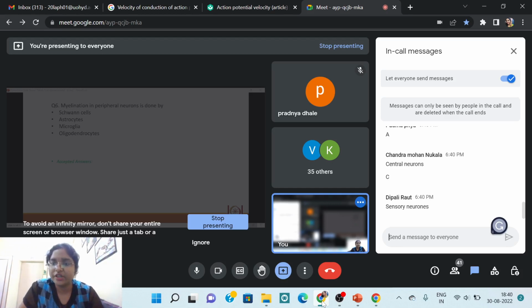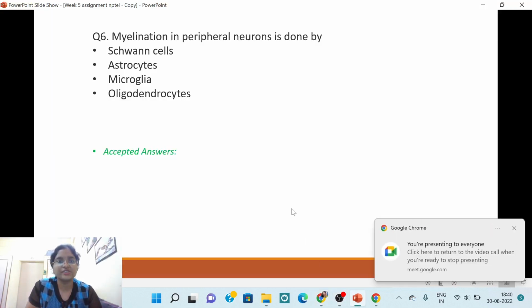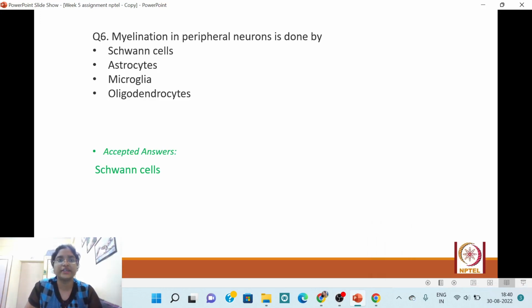Some are saying central neurons, sensory neurons. Okay, we'll see what is the correct answer. Correct answer is Schwann cells. Congratulations, most of you have given the right answer, I guess.